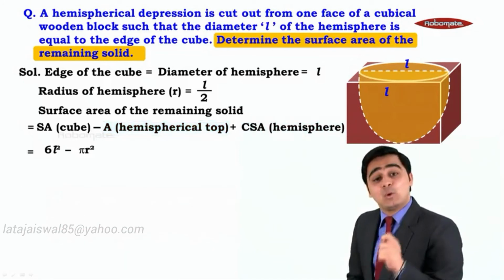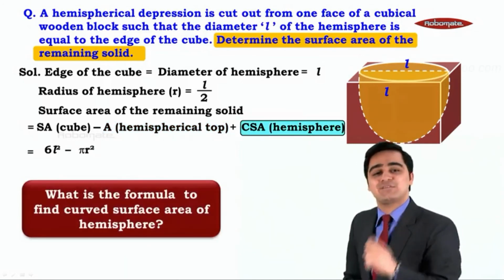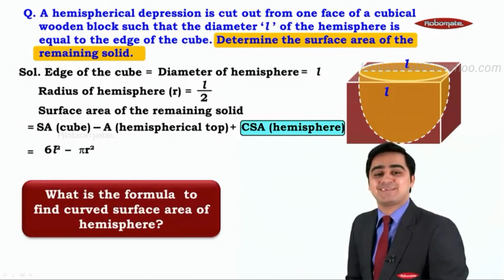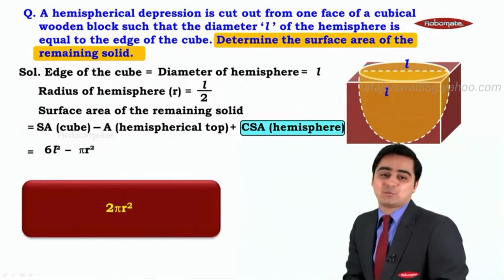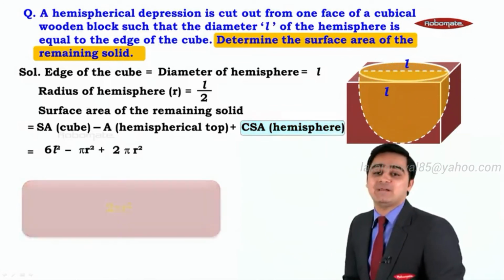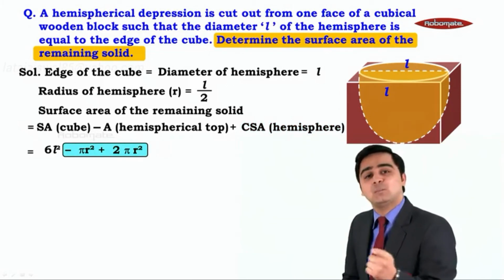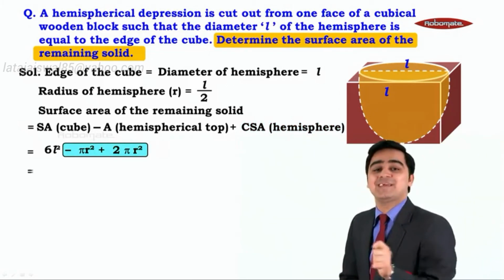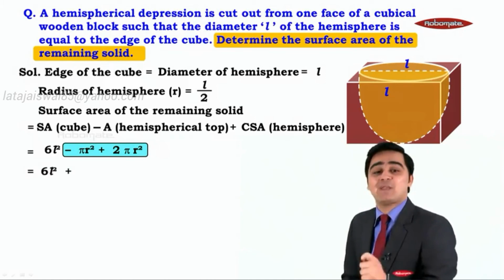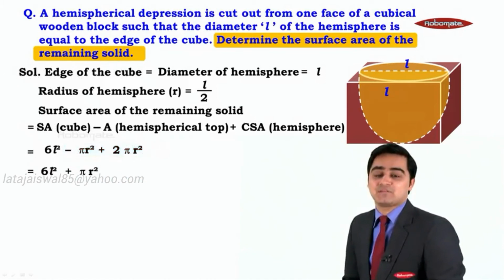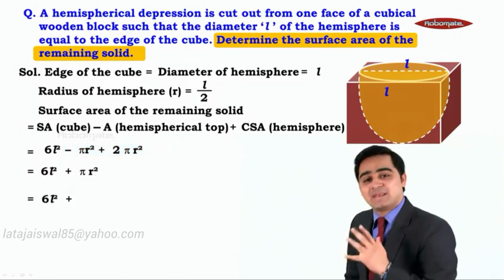Now my dear students, what is the formula to find curved surface area of a hemisphere? Yes, it is 2 pi r square. So we'll write plus 2 pi r square. Now minus pi r square plus 2 pi r square is pi r square. So the next step is equal to 6L square plus pi r square. Now 6L square will remain as it is.